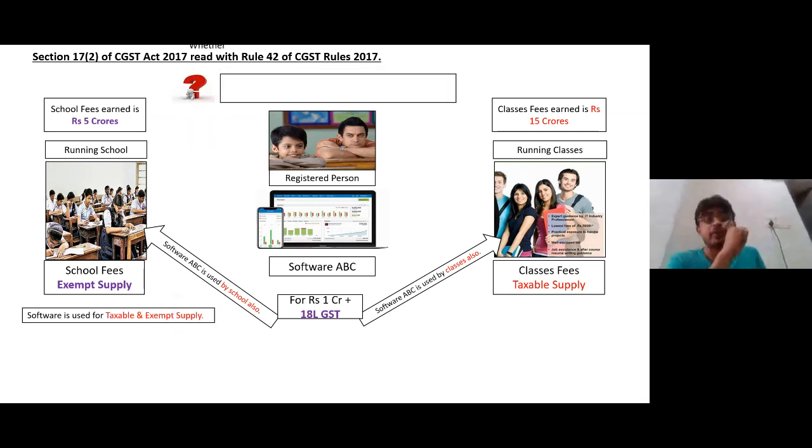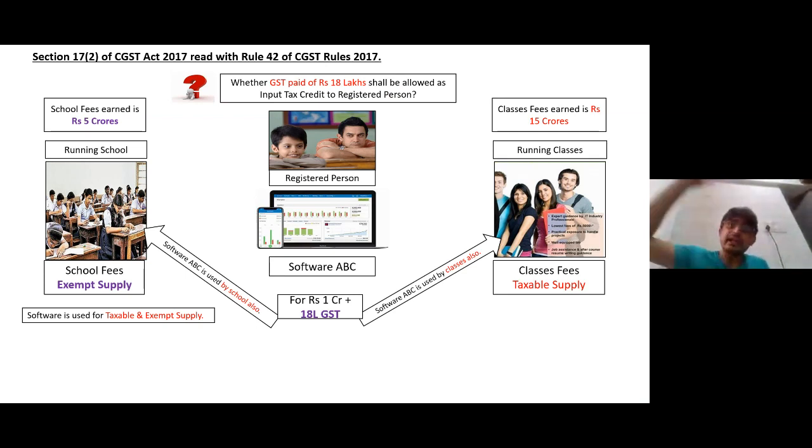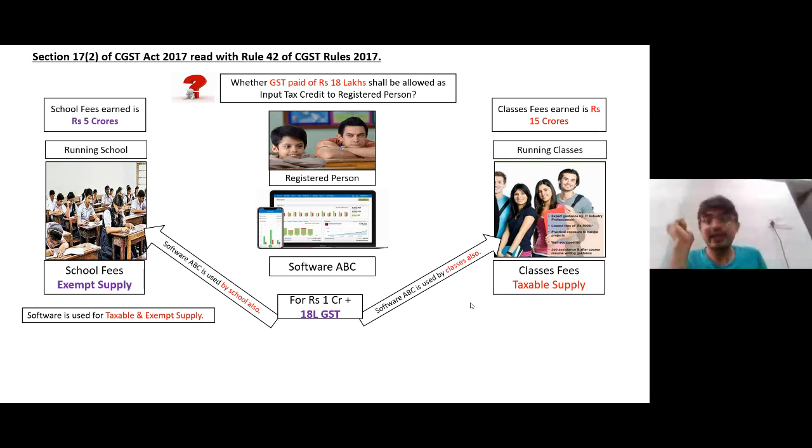Now query comes. I want you people to reply on chat if convenient. Whether Amir can avail entire ITC of 18 lakh, or whether Amir cannot avail a penny, entire 18 lakh will be disallowed, or is there a third answer? If you can reply, how much ITC Mr. Amir can take in this case? Very good. No reply. Okay, don't worry.